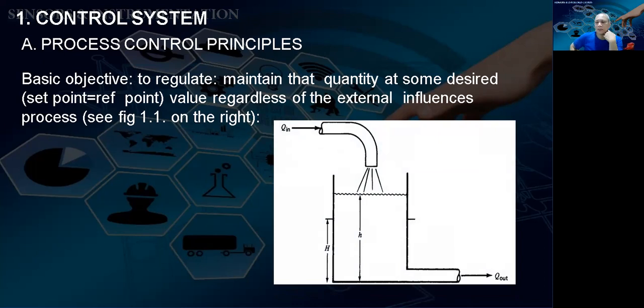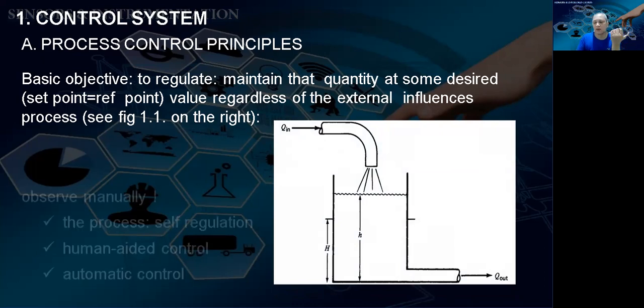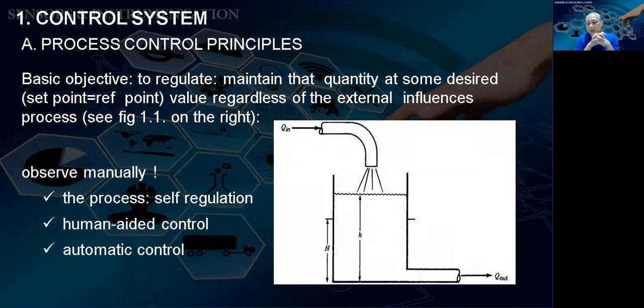If you look at the picture here, this is a tank with some water flow in, and then water flow out, Q in and Q out. If you observe the things here, this process can be done by just self-regulation. I will explain in a bit more detail, but self-regulation means as you input the water, it will stay at a certain height or level. Of course, it depends on the size of the output, or the flow of water flowing out of the tank, Q out. It depends on that.